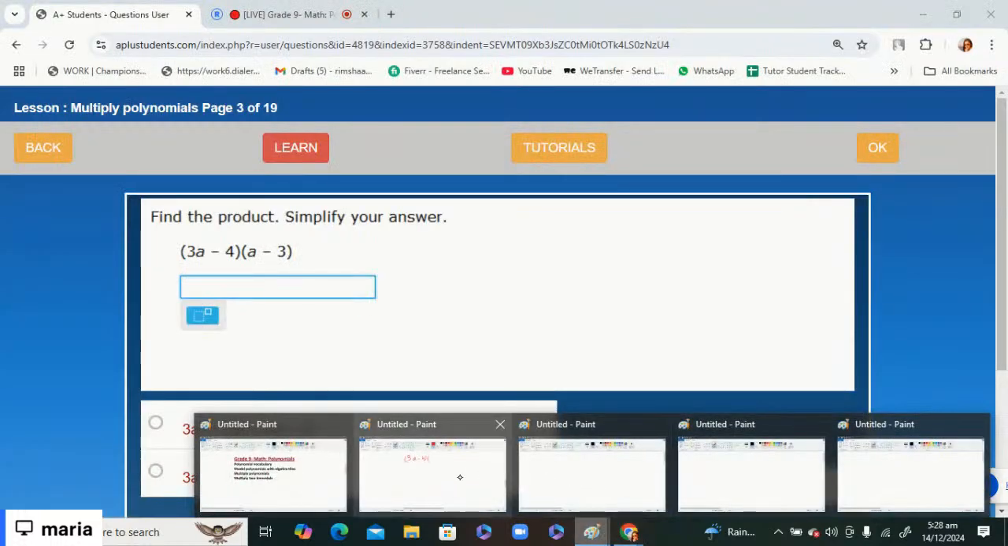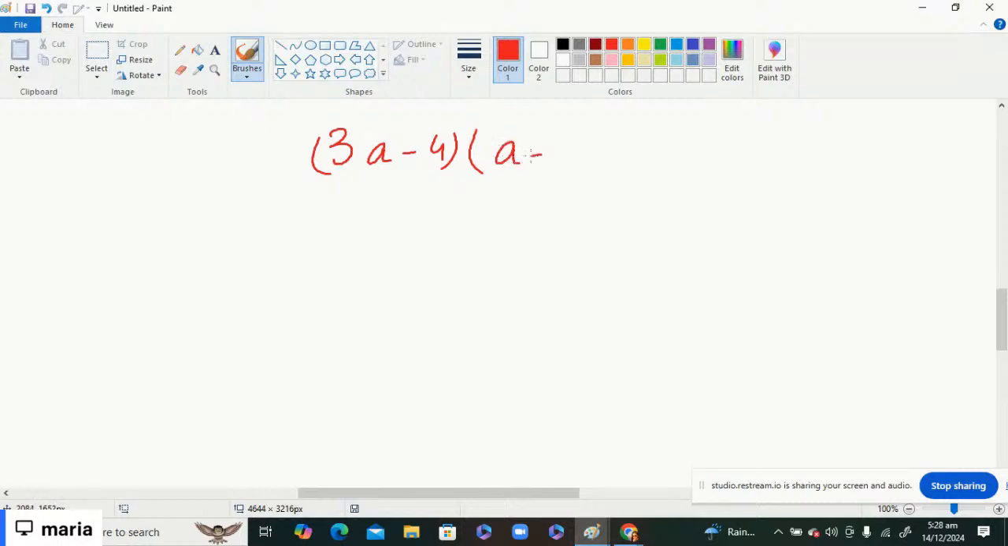3A minus 4 and A minus 3. First of all, multiply this 3A with both of it. So 3A with the A, then 3A with the 3. This one and then with this one.